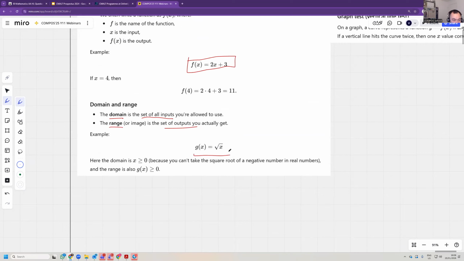So for example, for this function, you're not allowed to put in negative numbers. So the domain would be anything that is greater or equal 0, x greater or equal 0. And the output, well, because the square root of a positive number is a positive number, the range is anything that is greater or equal 0 as well. Rather than saying y, you can say g of x is greater or equal 0, because g of x is the output.